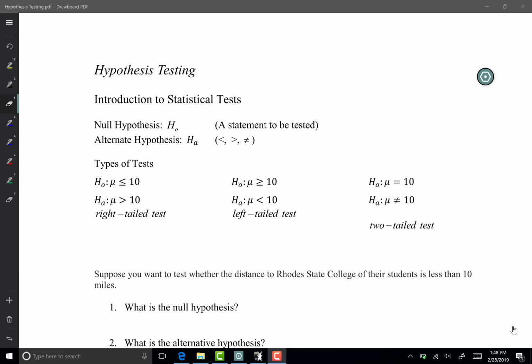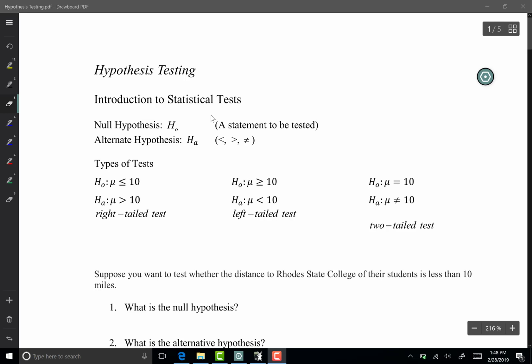In this section, we're going to talk about hypothesis testing. With hypothesis testing, we extend our exploration of inferential statistics. So we talked about estimating a population parameter. Now we're going to talk about making a decision about that population parameter. Okay? So in hypothesis testing, we talk about our statistical tests.